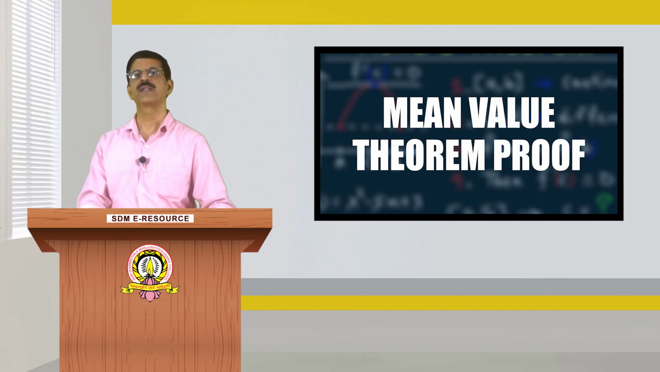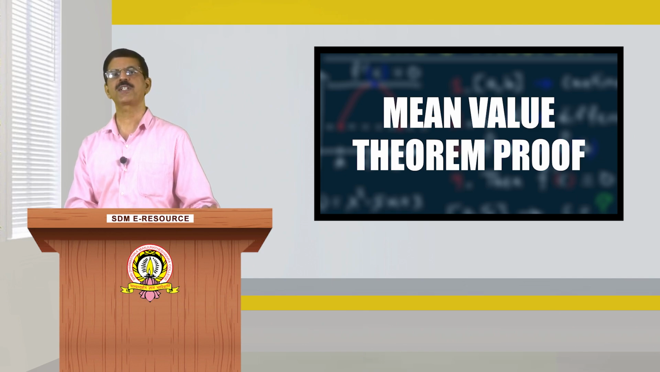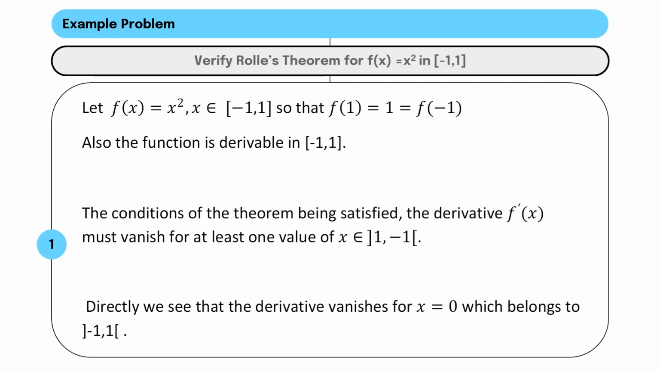Another example: take f of x is equal to x square. We will verify whether f dash of c exists or not. The interval taken, a comma b, is equal to -1, 1. First condition: the x square function is continuous in -1, 1. Second condition: the x square function is differentiable, the derivative exists in the open interval -1, 1.